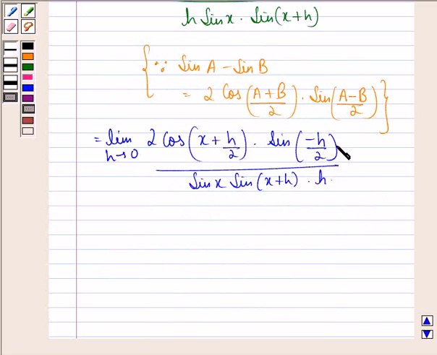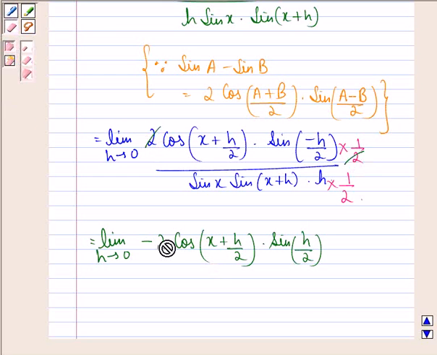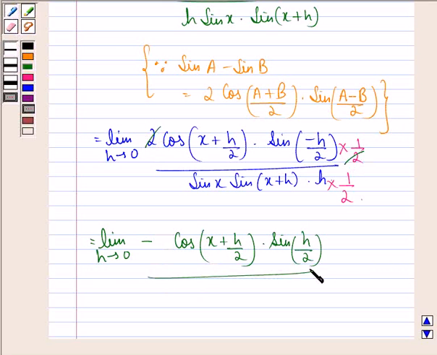Also, we multiply the numerator and denominator by 1 by 2 and we get limit h approaching to 0 minus 2 cos x plus h by 2 into sin h by 2. Now, this 2 gets cancelled with this 2. So, we have just minus sign left here and this divided by sin x into sin x plus h into h by 2.